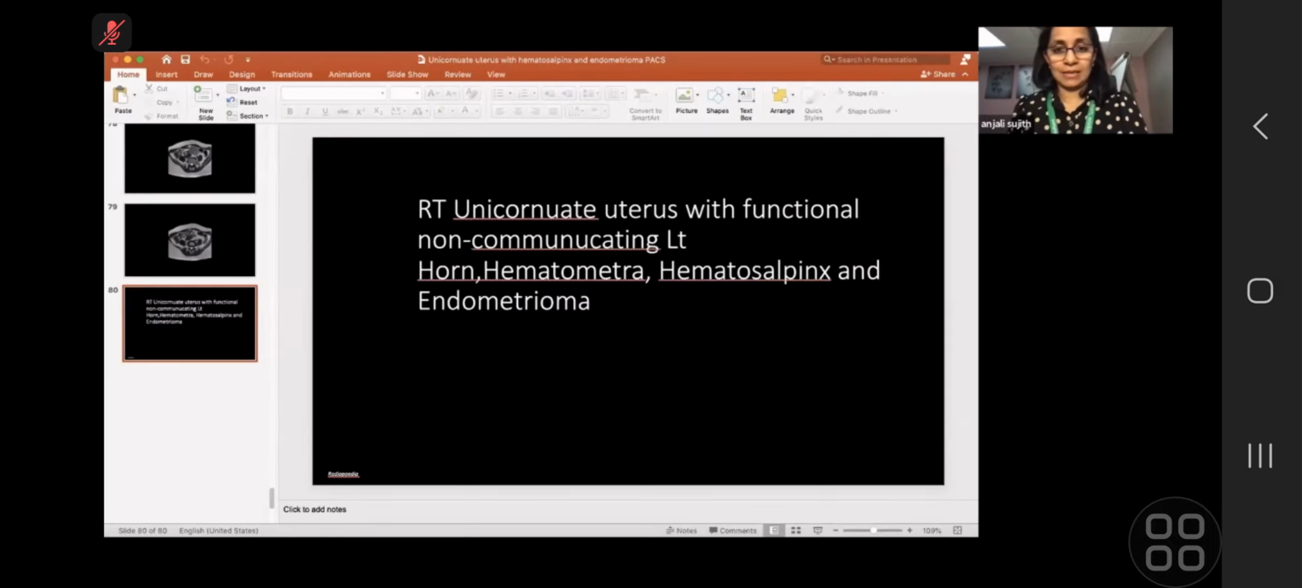This is a very nice case showing the complication and importance of properly classifying it into the type 2B unicornuate uterus. So coming back to my original presentation.